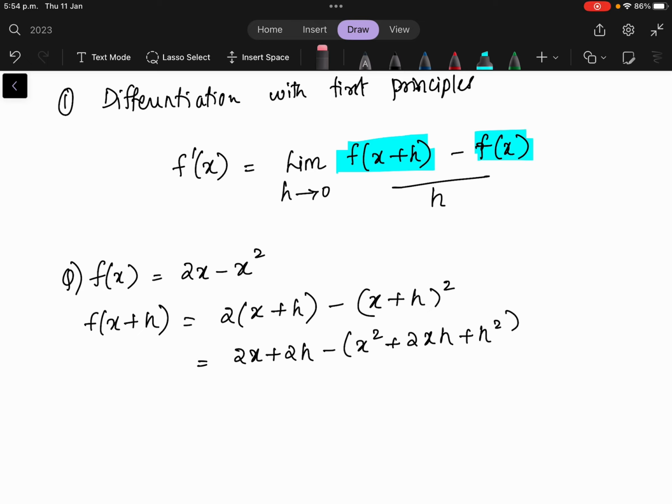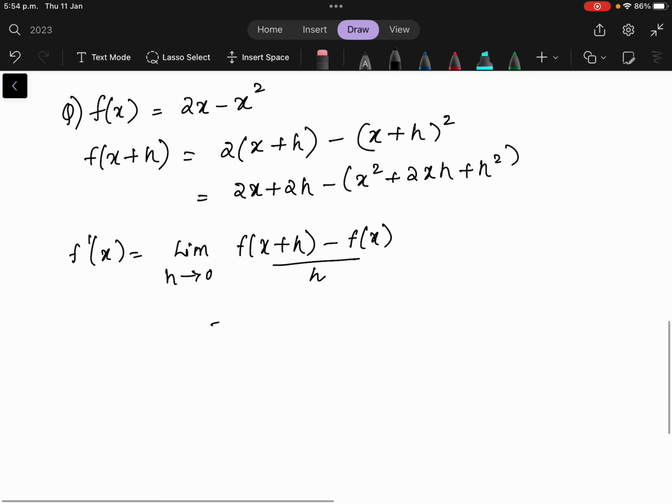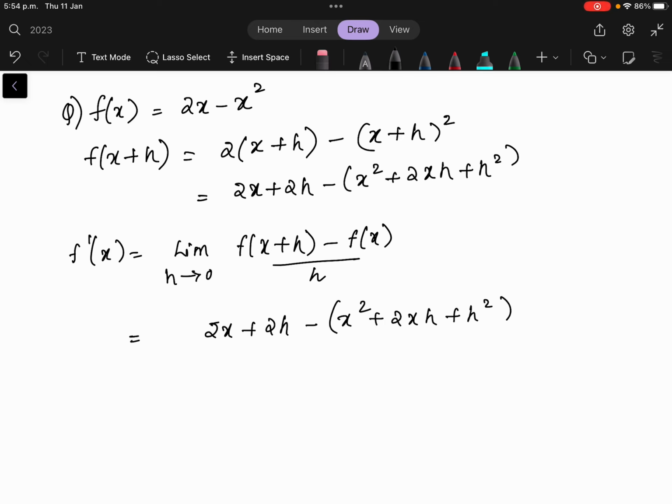So this will come like this, and now what you have to do is, you have to find f dash x is equal to, again I'm going to write the formula. Limit of h tending to 0, f of x plus h minus f of x divided by h. So I have f of x plus h here, so it is like 2(x plus h) minus (x square plus 2xh plus x square). So always remember to put the brackets, otherwise you will make a mistake. Then minus f of x, which is like minus (2x plus x square).